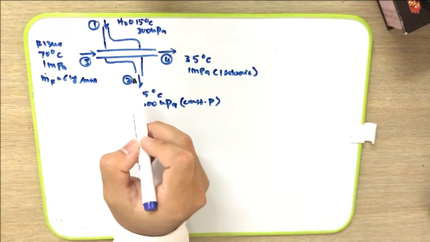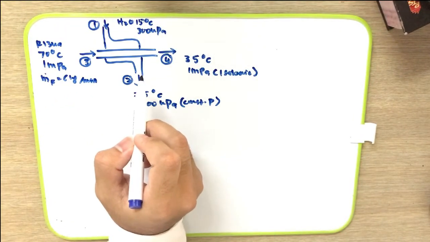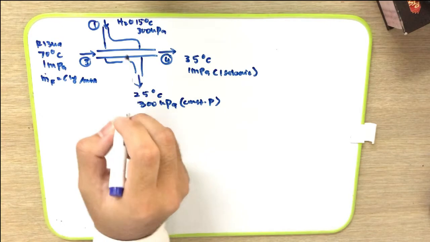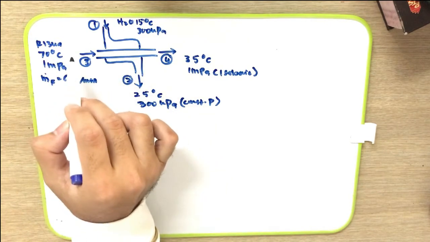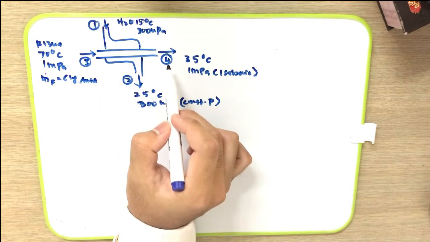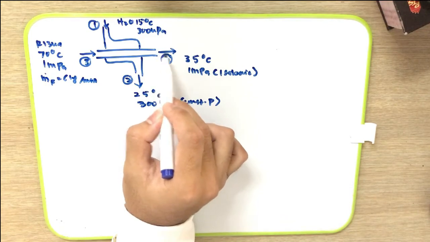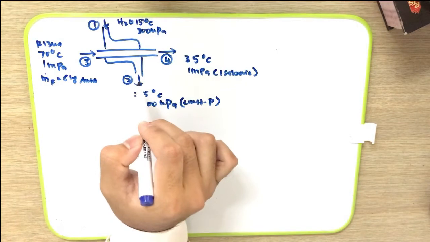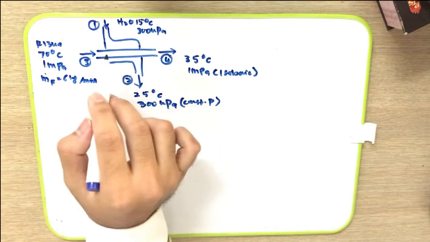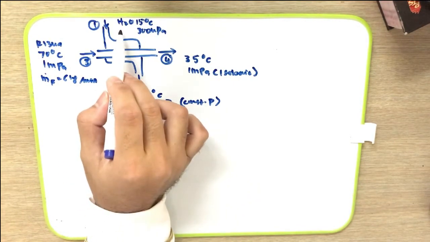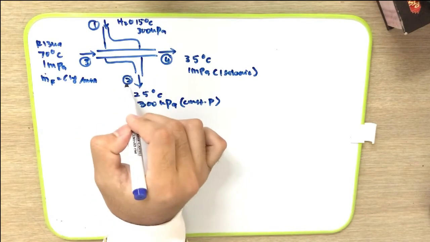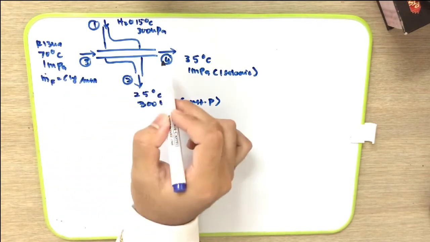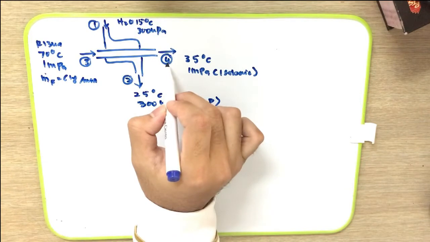From the question, we have a condenser in which we have two inlet streams, which are H2O and refrigerant, and two outlet streams, the outlet for refrigerant and the outlet for H2O. Each stream is labeled with a number: the inlet for water is 1 and the outlet is 2, the inlet for refrigerant is 3, and the outlet for refrigerant is 4.